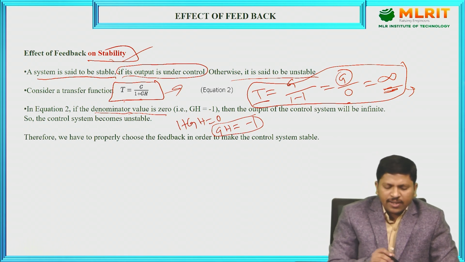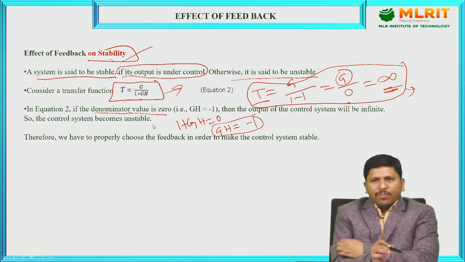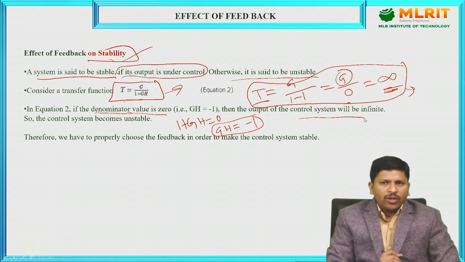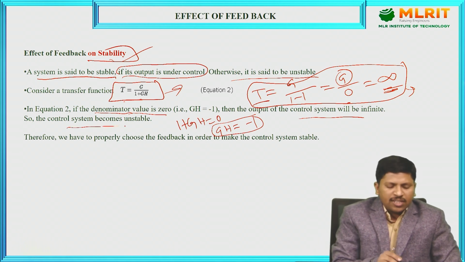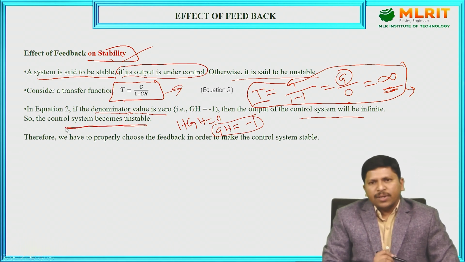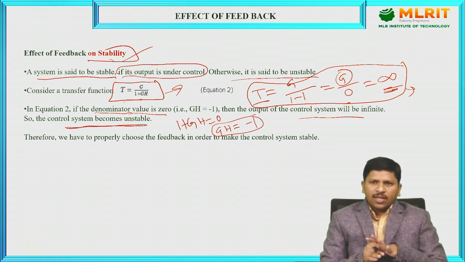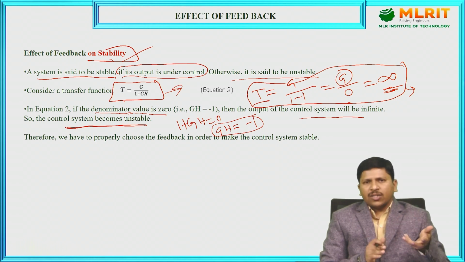The remaining conditions are stable. So if the value of 1 plus GH is equal to 0, that is GH equal to minus 1, then the output of the control system is going to be infinity. In this condition, the control system becomes unstable. Therefore, we have to properly choose the feedback in order to keep the control system stable.